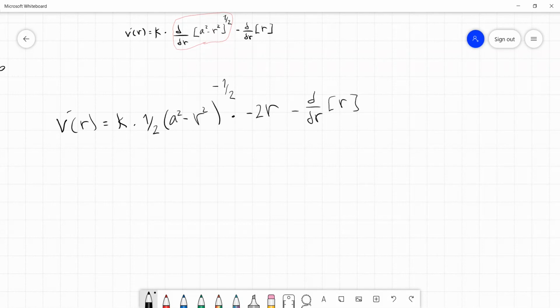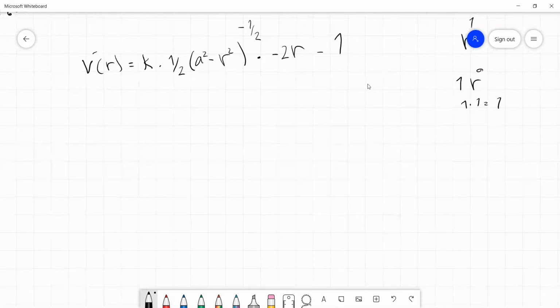The derivative of r, so r is to the power of 1. So if you bring 1 down, then the power of r will be 0, and r to the power of 0 is just 1. So 1 times 1 is 1. So the derivative of r is just 1. So we can just go ahead and write this as minus 1. Just take the derivative already. Okay, great.